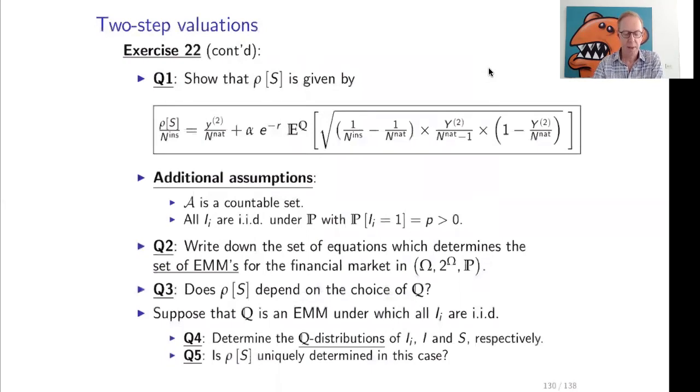Then let us now suppose that Q is an equivalent martingale measure under which all Ii are independent identically distributed. So we make an assumption that under the measure Q, the Ii's, the Bernoulli variables denoting survival or not, are independent identically distributed. In this case, you can determine the Q distributions of I and S respectively. This is performed in question 4.